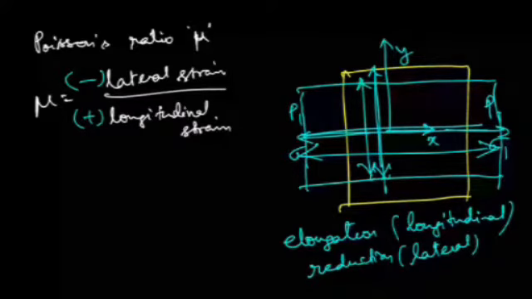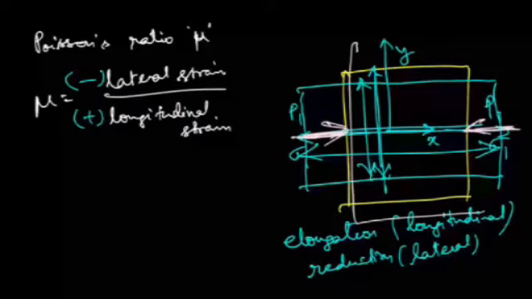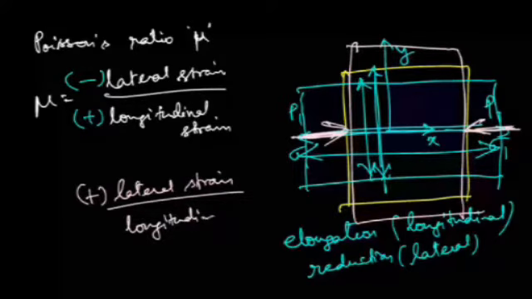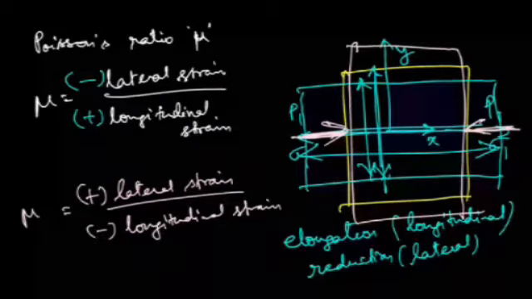Now, if I have a compressive load instead of tensile, which will be acting inwards, in that case this is how the body will deform. The lateral strain will be positive, since along the lateral direction the length has increased, and the longitudinal strain will be negative, since in that direction there is a reduction in length. So in Poisson's ratio, the lateral strain and the longitudinal strain will have opposite signs.